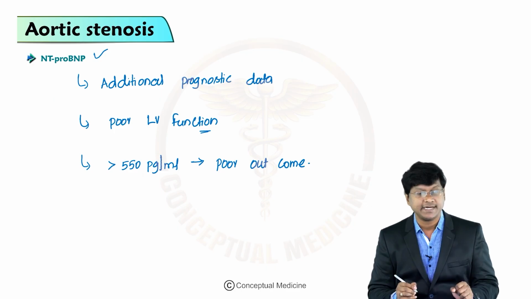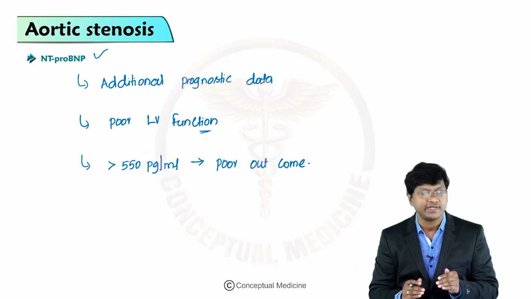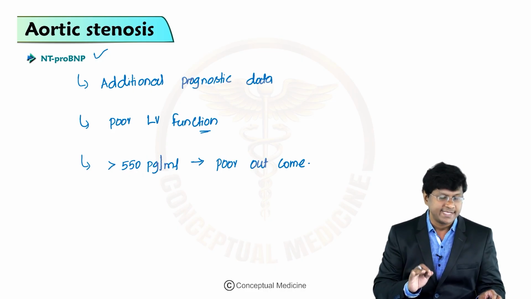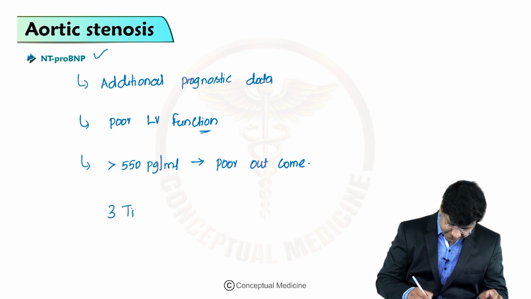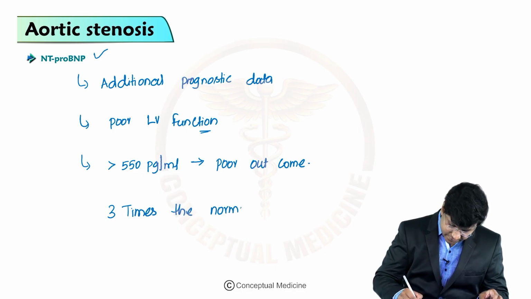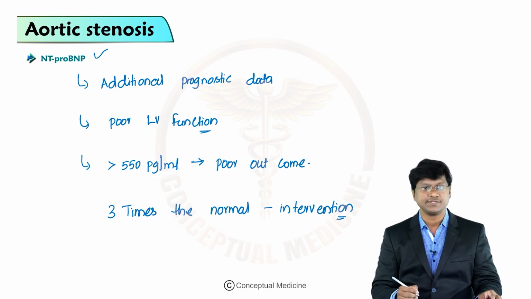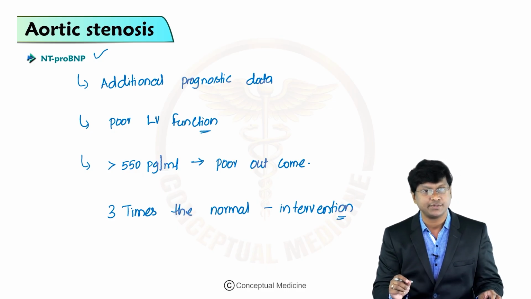Next, then followed by that, you take the guidelines. European valve guidelines suggest the intervention when NT-proBNP is 3 times the normal. Okay, the intervention has to be done when the NT-proBNP value is 3 times the normal. That is the point when the intervention has to be done. So this is according to the European valve guidelines.